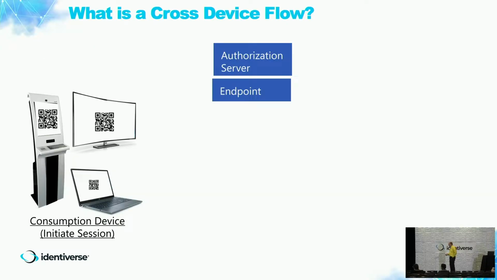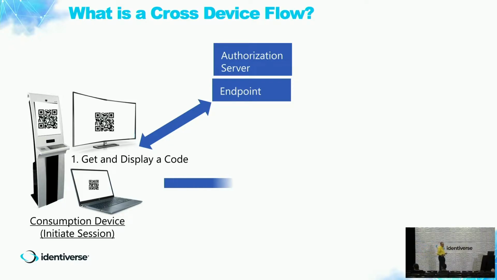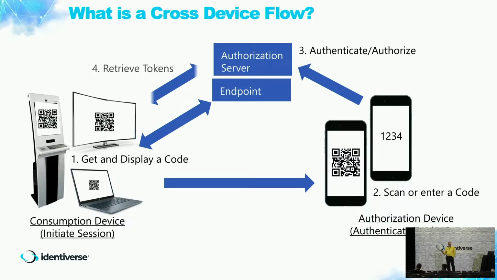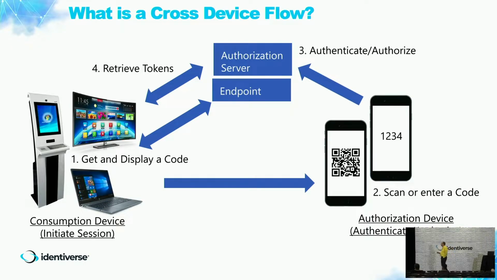So a little bit more in terms of what also happens on the back end with these flows. Typically, you'll have a consumption device, and it will get and display a code for the user. The user will then scan it or enter it on a device, they authenticate, and they give authorization. And at that point, the authorization server will release tokens. The consumption device will retrieve them, and the content will be displayed on the device.